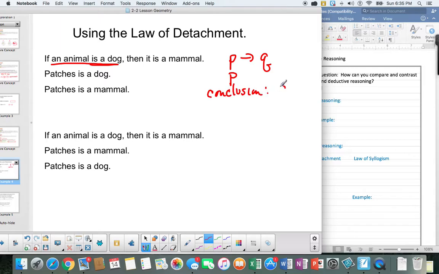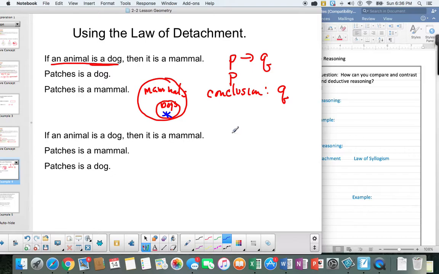is Q. Okay. Another way that helps students is if I draw a Venn diagram. So this big set is called mammals. And in this big set are dogs. So dogs are a little portion of mammals. And Patches belongs right here. He belongs in the dog set. And if he belongs in the dog set, he belongs in the mammal set. So that's why I'm making that kind of reasoning.